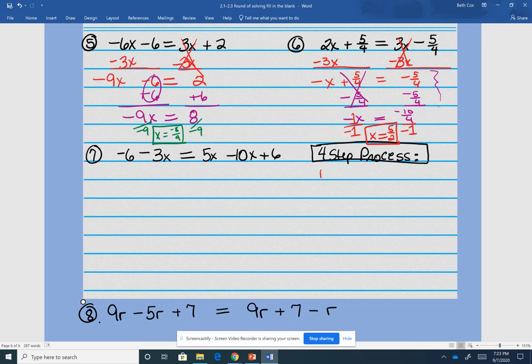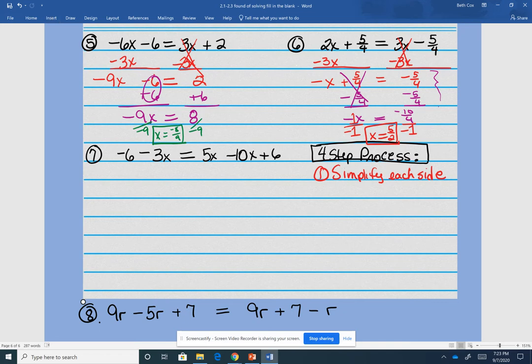Okay, number 1, simplify each side. Now remember, we talked about that. Do the simplifying first. Do the simplifying first. I did it in red. Go back and look at that video. I did all the simplifying in red, and then I solved. Simplified first, then solved.